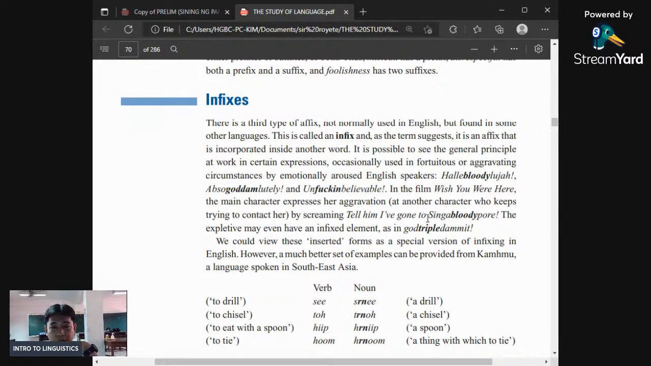Also have single bloody core. Iba sa Singapore. That's part of infix element as in God triple jam it.